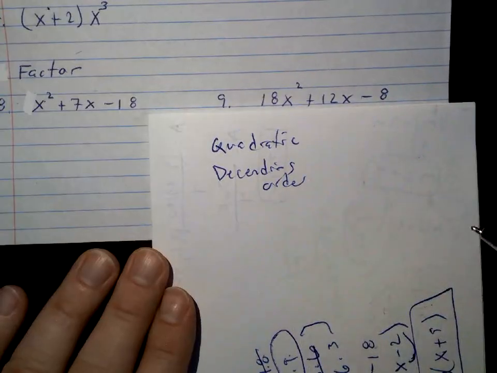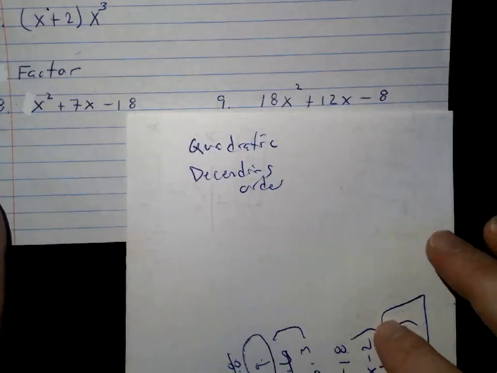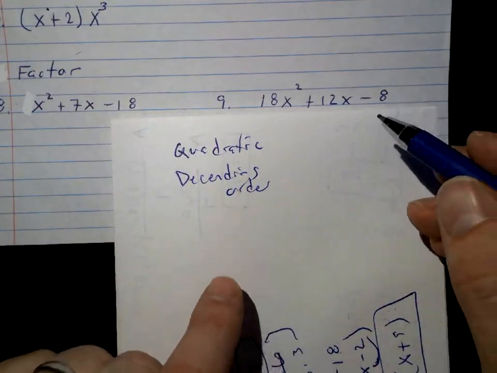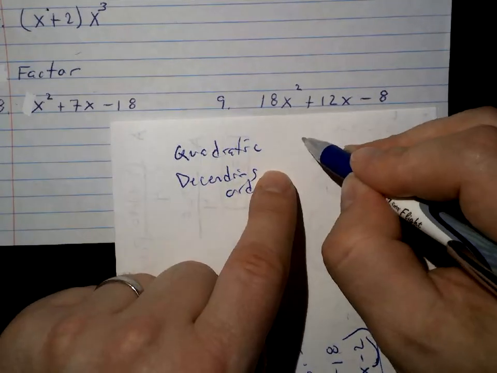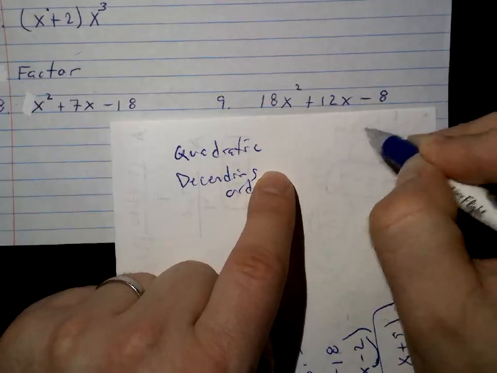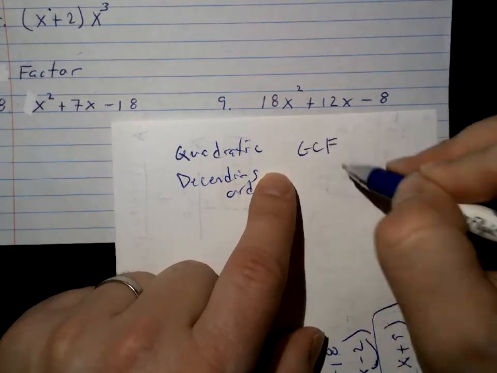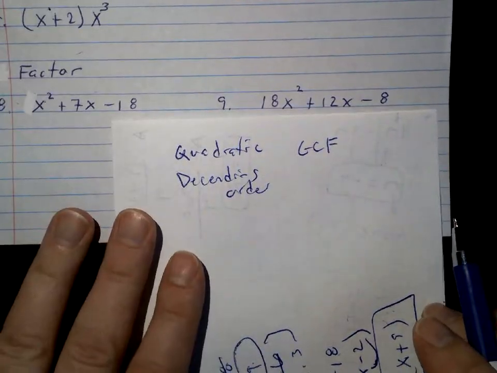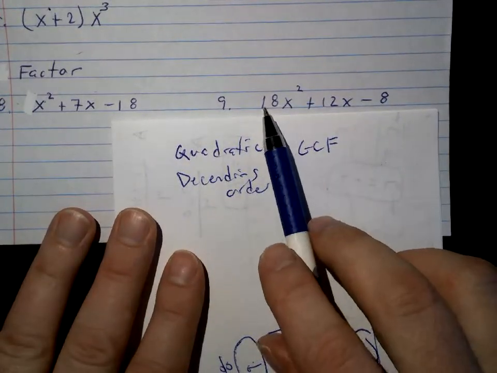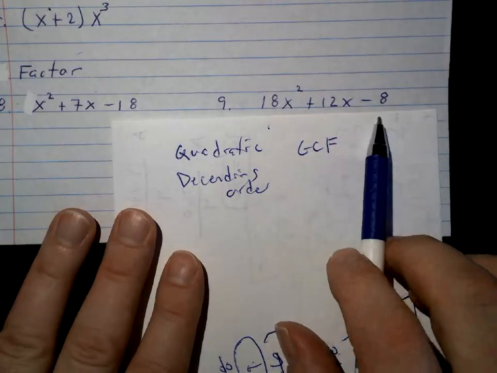Is it descending order? Sure. So here's the idea. If I were to do this, I can do that same method that I had here. Or could I take a GCF? Yes. GCF of this, and this.